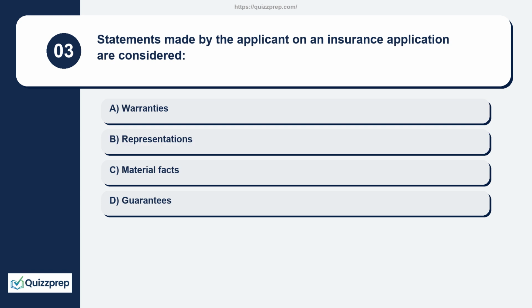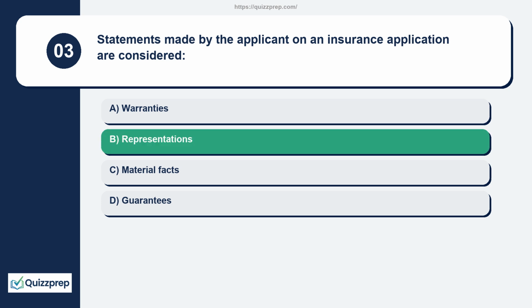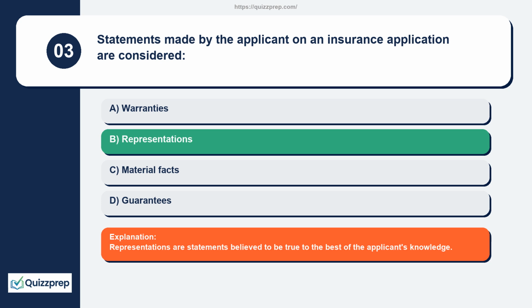Question 3. Statements made by the applicant on an insurance application are considered warranties, representations, material facts, guarantees. Representations are statements believed to be true to the best of the applicant's knowledge.